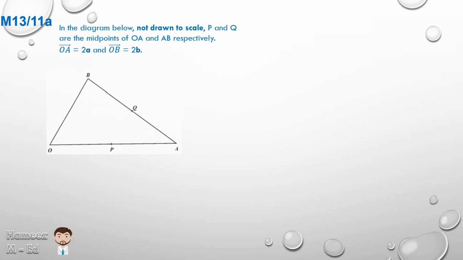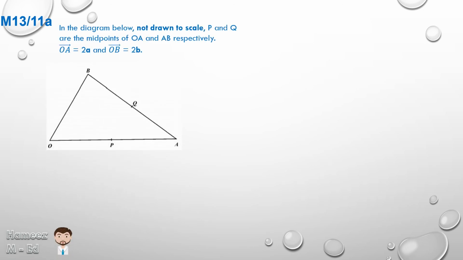May 2013, number 11a. In the diagram below, not drawn to scale, P and Q are the midpoints of OA and AB respectively. OA is equal to 2a, so let's put that in the diagram. And OB is equal to 2b, so let's put that in as well. One of the habits to help ourselves is as we make a sketch, whatever values we've worked out, we can put it on the sketch. It may help us with other parts in the question.